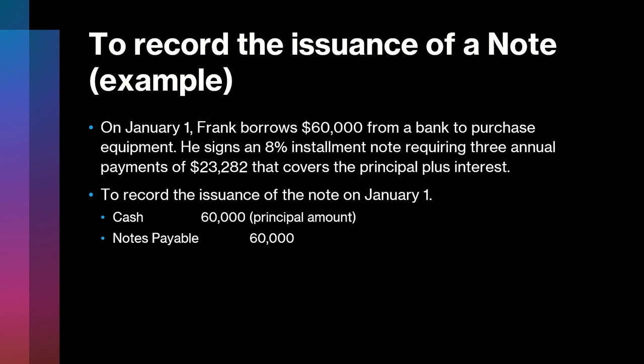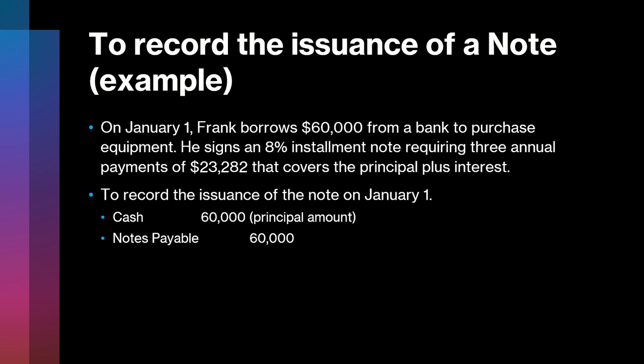So here's an example of a notes payable transaction. On January 1st, Frank borrows $60,000 from a bank to purchase equipment. So Frank is the borrower. Frank signs an 8% installment note requiring 3 annual payments of $23,282 that covers the principal plus interest. To record the issuance of the note on January 1st, Frank will first debit cash for $60,000. That's the principal amount.